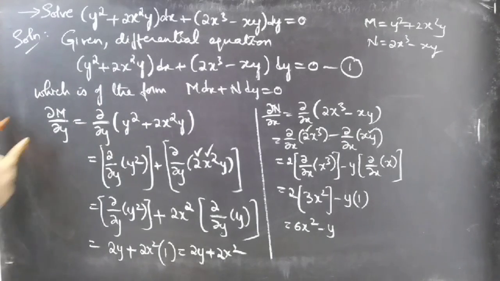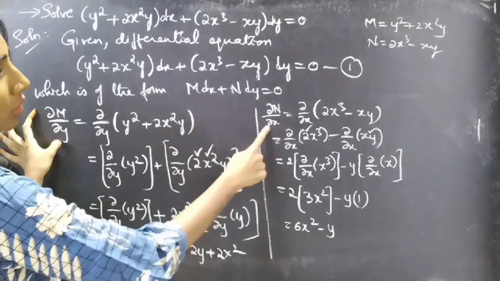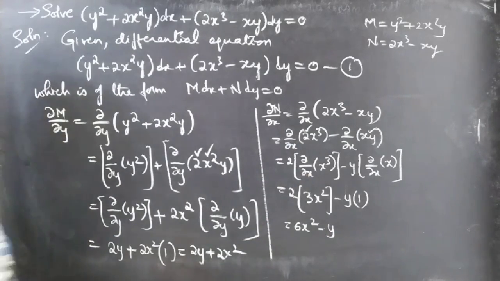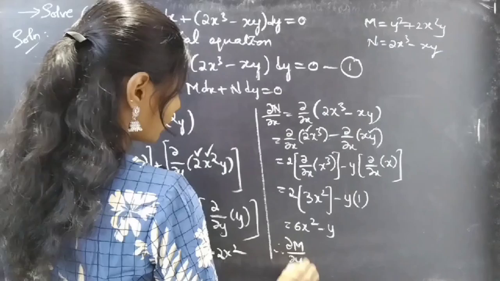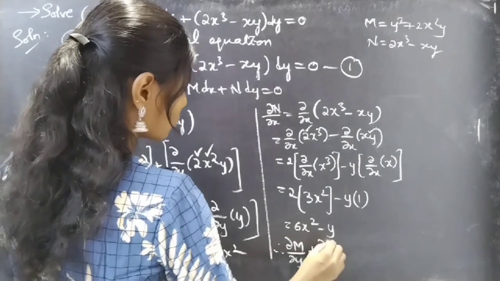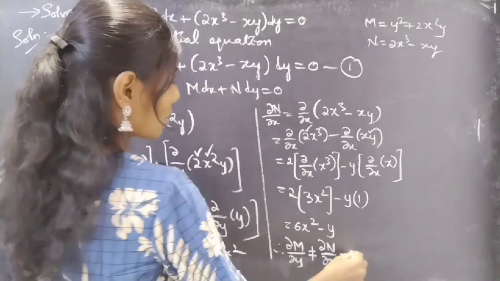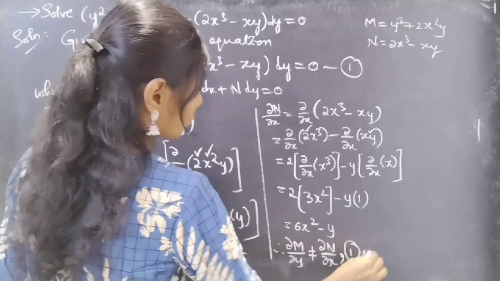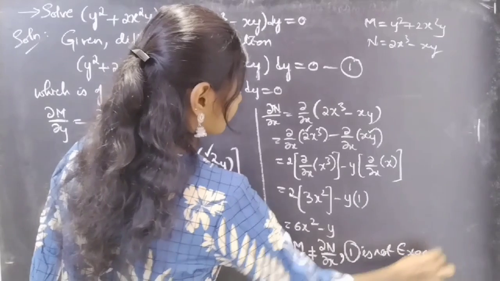It is clear that the partial derivative of M with respect to y is not equal to the partial derivative of N with respect to x, which shows that equation 1 is not exact.